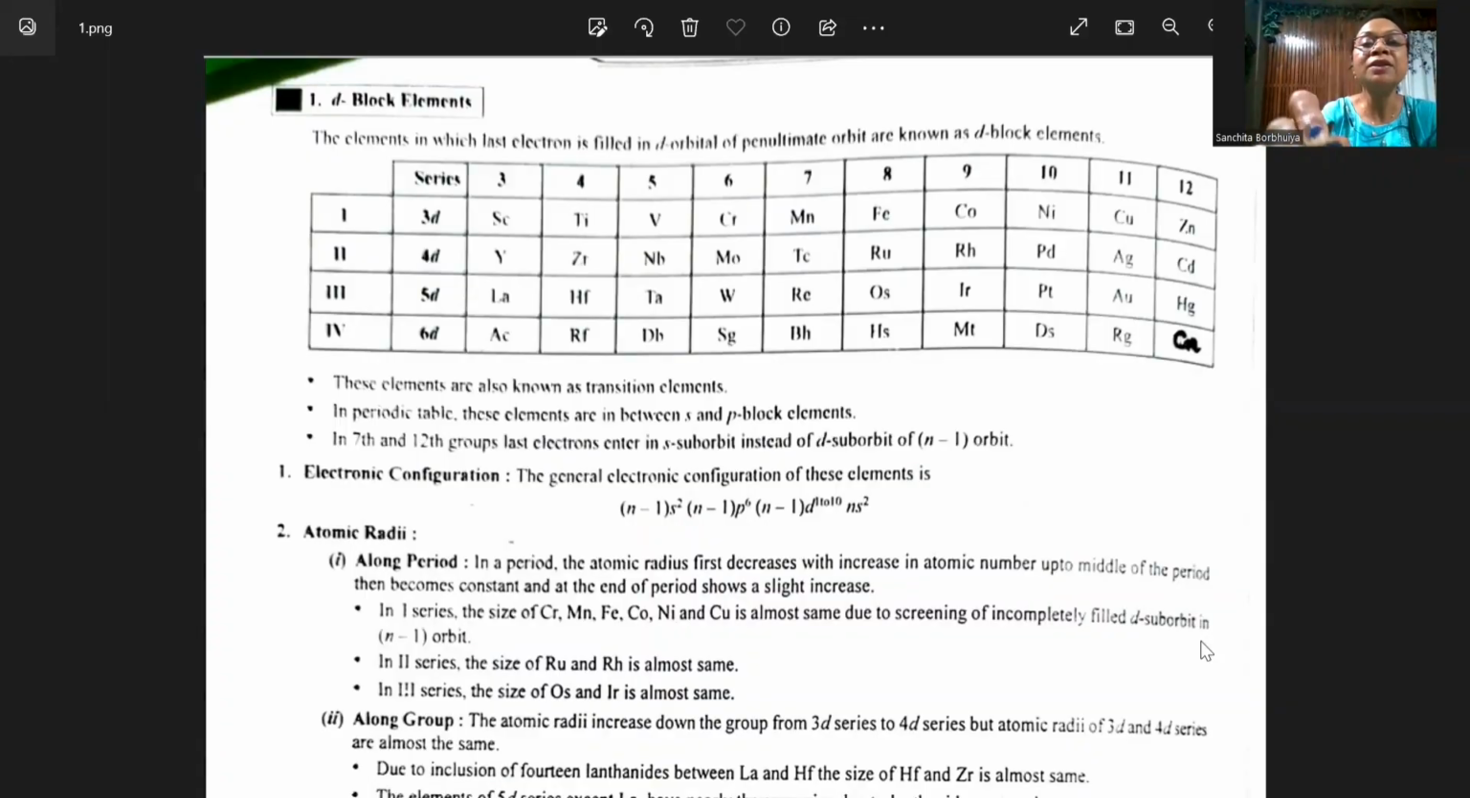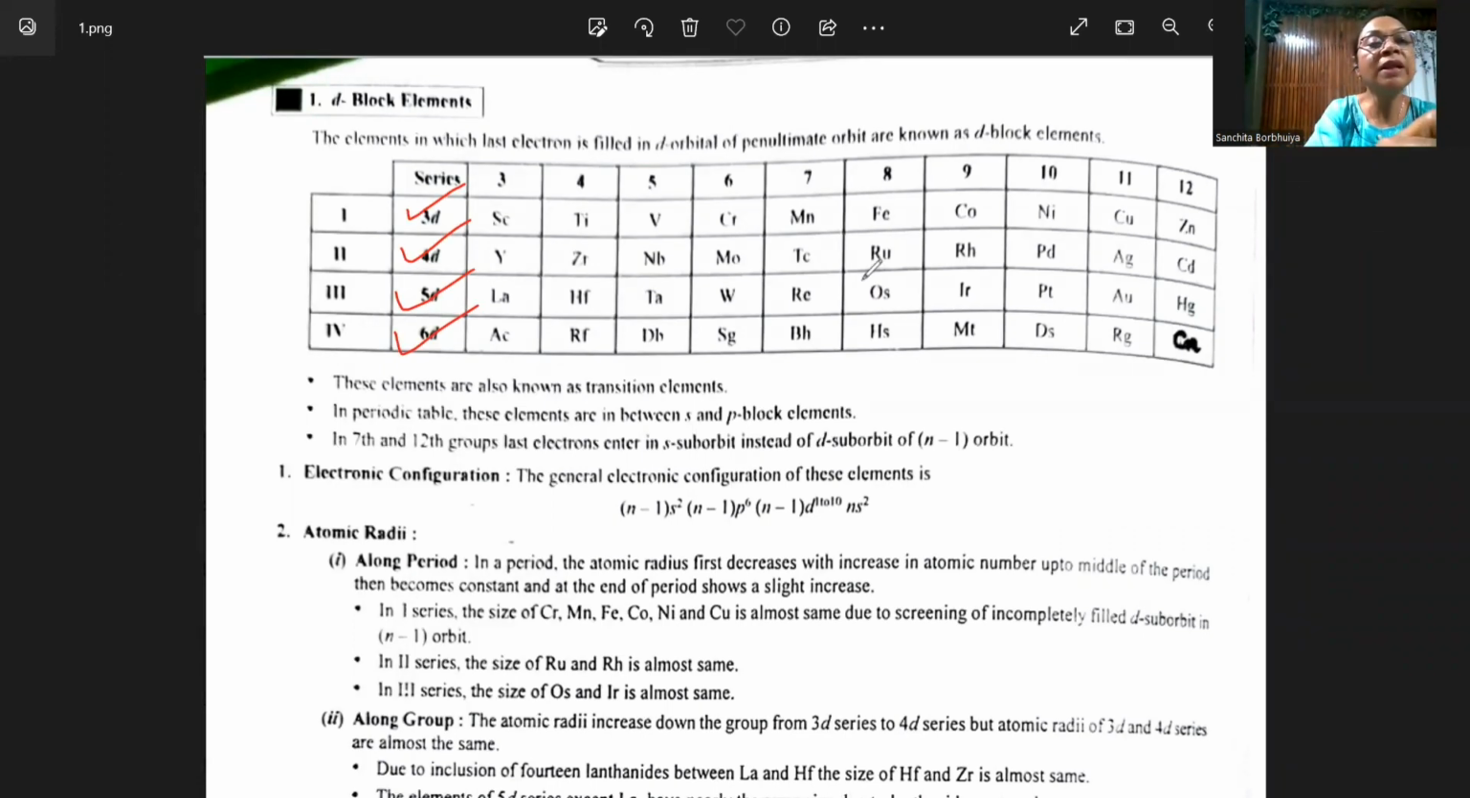Let us start with the revision of D and F block elements. Exams are very near, and now you need to know everything; everything has to be on your fingertips. Let us start with the memory map. We have the 3D series of elements, the 4D series, the 5D and the 6D.